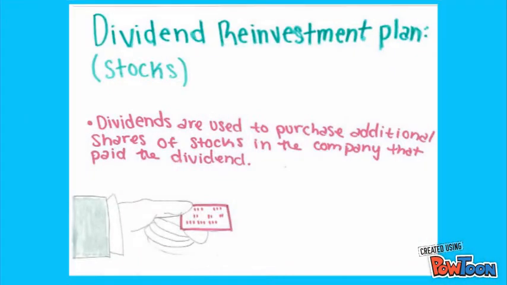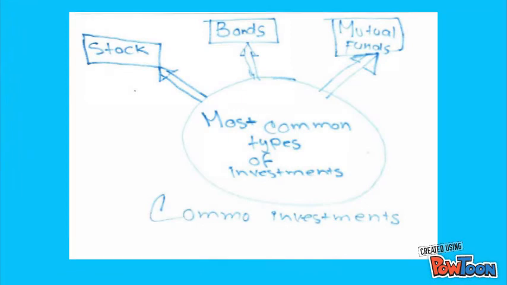Dividend reinvestment plan for stocks. Dividends are used to purchase additional shares of stock in the company that paid the dividend. What are the most common types of investments? They are stocks, bonds, and mutual funds.